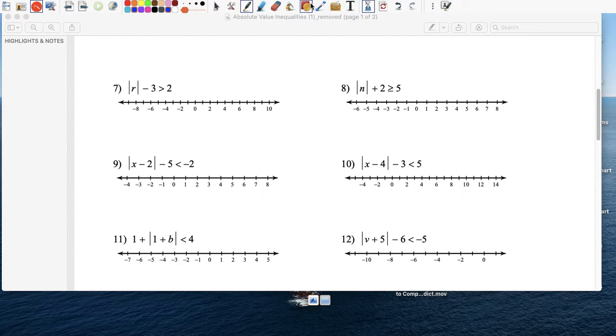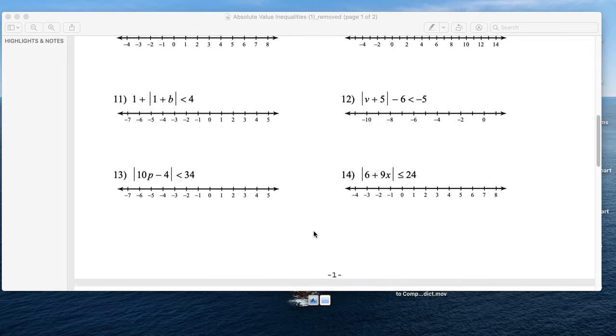Where am I? 12. I think it's 12. Okay, so let's do 12.